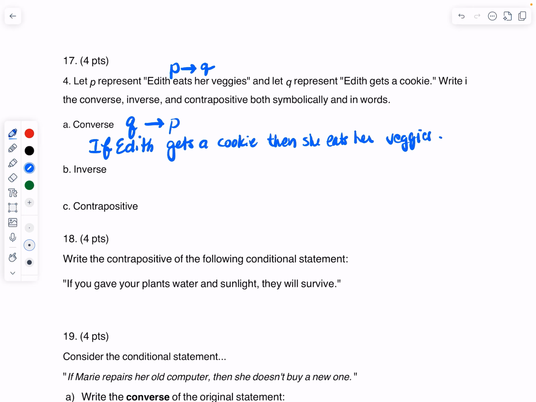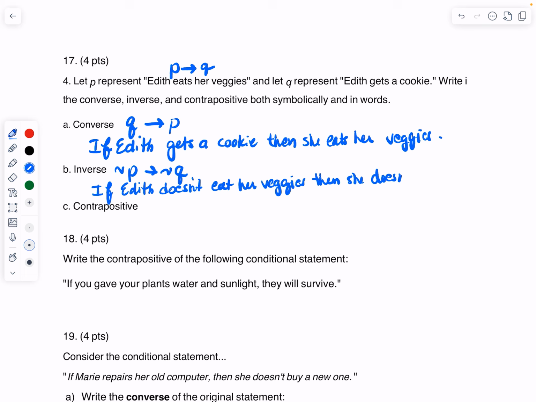Okay, the inverse. The inverse is negation P, then negation Q. So if, now I'm looking at the P statement, which is Edith eats her vegetables. So negation of that is Edith does not eat her vegetables. So if Edith doesn't eat her veggies, then now I need negation Q. She doesn't get a cookie.